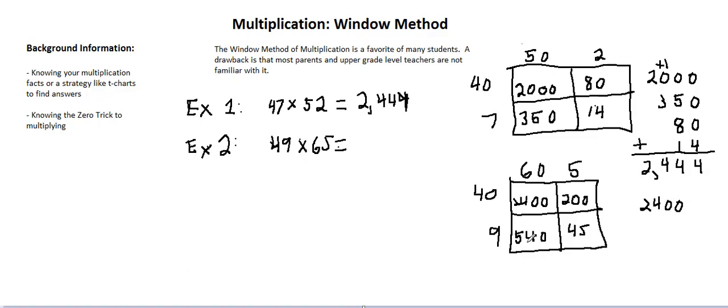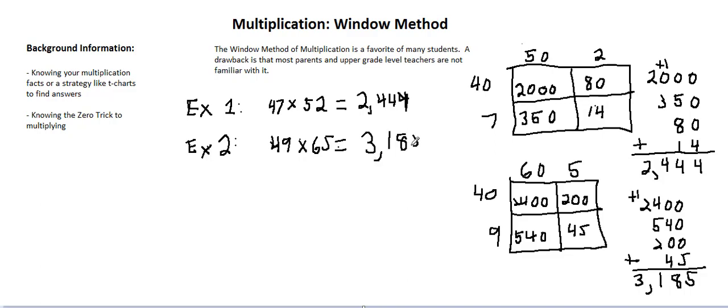2,400, making sure I line them up with their proper place values. Oh, a little sloppy there on the 5. Okay, 5, 8, okay, 4 plus 5, 9, 10, 11. Okay, carry my 1. So that would be 3,000, put that comma in, 185.